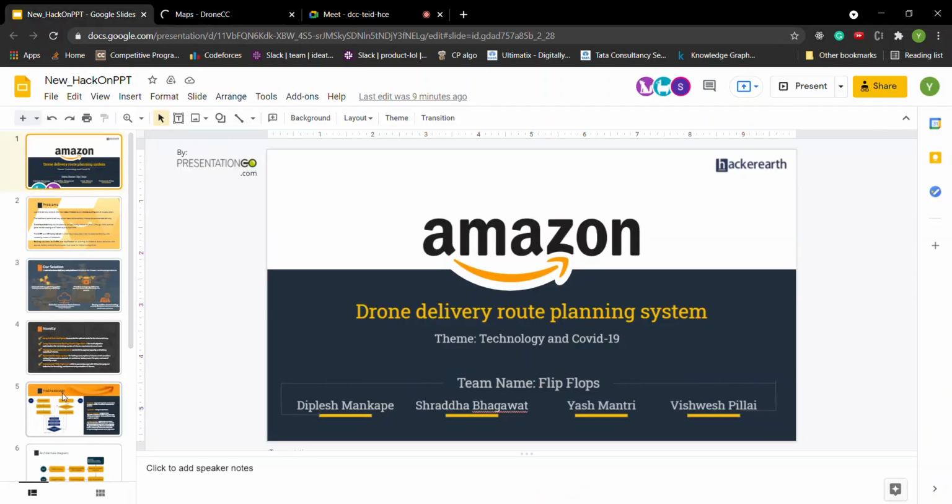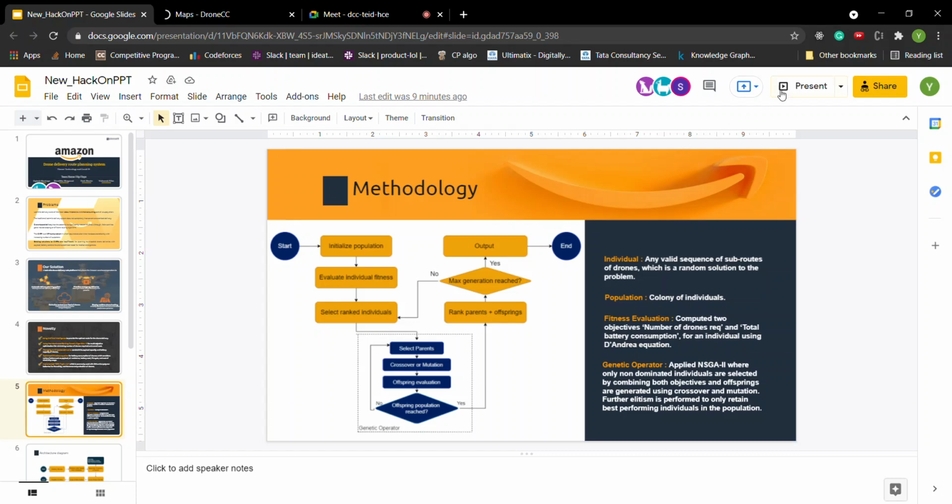And meanwhile, let's have a look at the explanation of the algorithm. We have used artificial intelligence by implementing a genetic algorithm, wherein multi-objective optimization is performed subject to payload capacity and battery constraints. The two objectives considered are first, minimizing the total number of drones used, and second, minimizing the battery cost due to travel distance and payload.